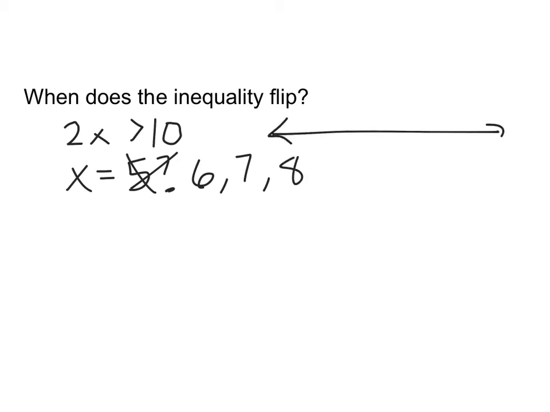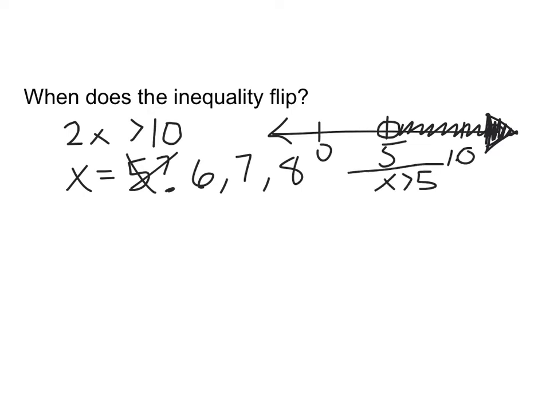So let's draw that on a number line real quick. So maybe 0, 5, 10. And we're going to put an open dot at the 5, and we're going to go up. Okay, notice that that's the same thing as if I just divided both sides by 2. That gives me x is greater than 5.